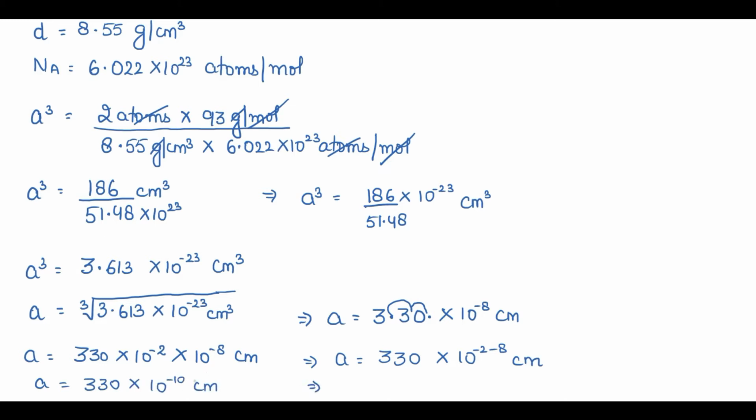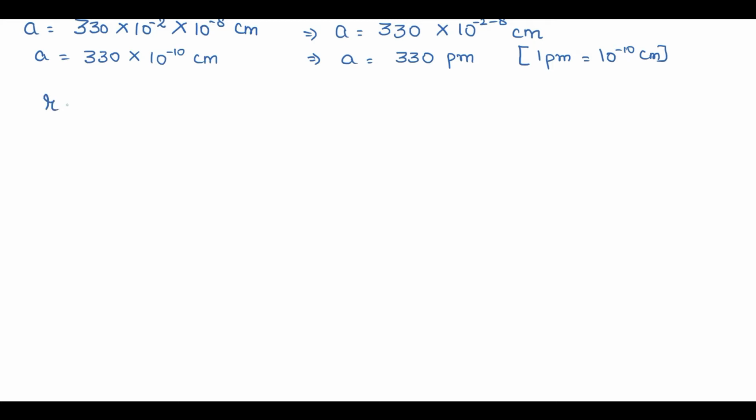1 picometer equal to 10 raised to power minus 10 centimeter. That means it will be 330 picometer. In bracket you can write 1 picometer equal to 10 raised to power minus 10 centimeter. Now you have the value of a. Simply put that value in the relation. For body center, R is equal to root 3 by 4 a. So simply put that value, R equal to root 3 by 4 into 330 picometer, right?